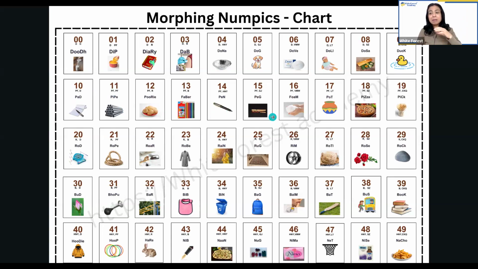14, perna, pen. 15, perger, peg. Peg, which we use to clip our clothes on a line. 16, firmer, foam. 17, perter, pot. 18, perser, pizza. Double Z, but it is pizza. It is sound 1. So double Z becomes single value. Okay, it is not going to be 188. It is 18. 19, perker, pick, and so on. Have a look at all these objects.